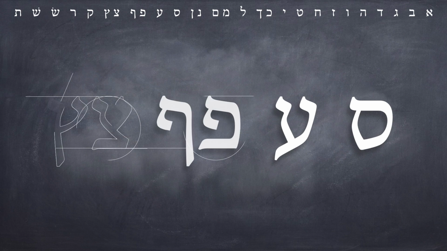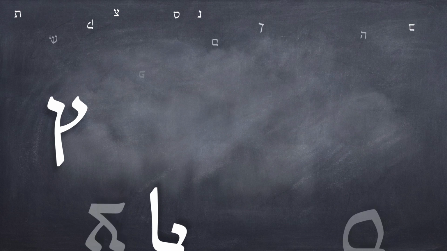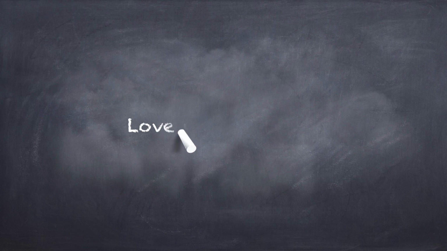So, we've learned 4 more letters. Samech, Ayin, Pei, and Tzadi. We're getting awfully close to the end here, but always remember, love your Hebrew.